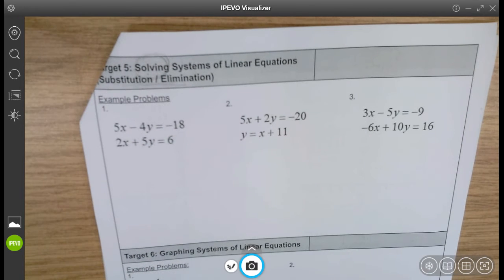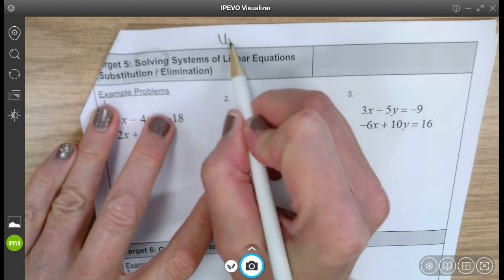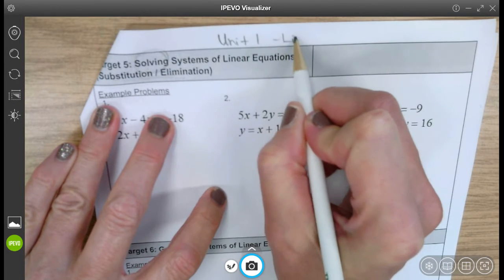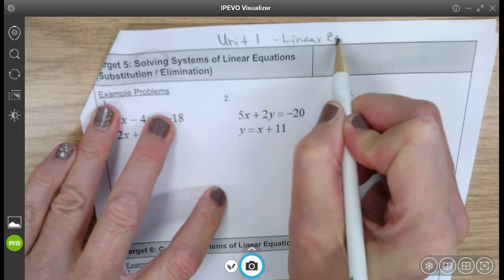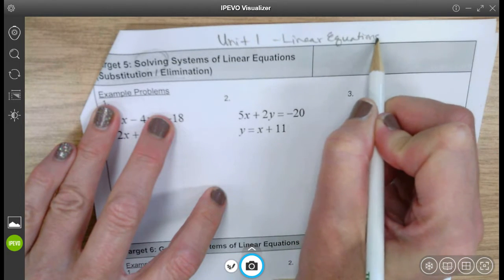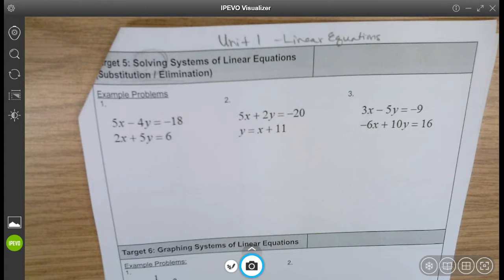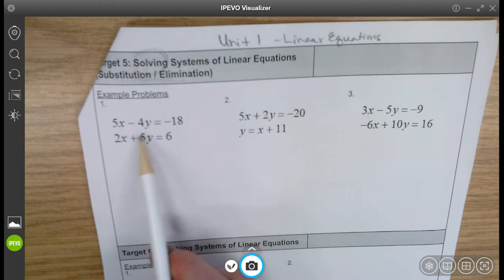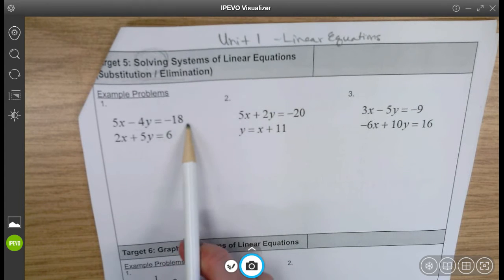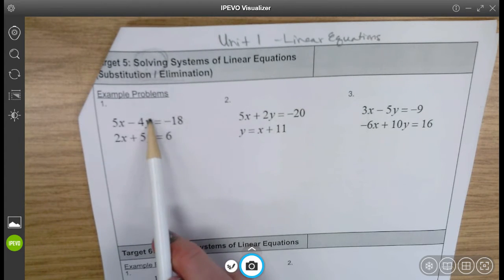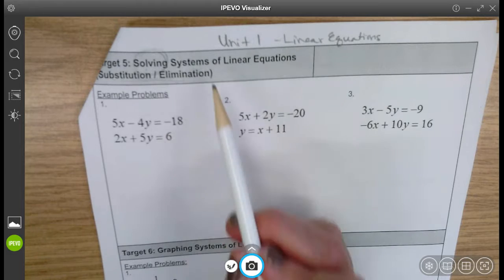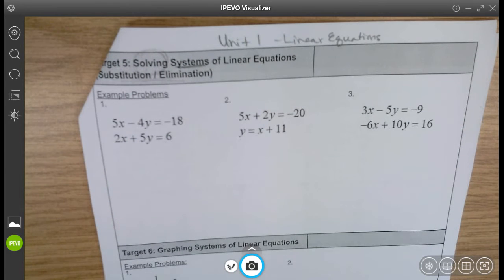Again, it's Mrs. Braband. We're going to do Unit 1, Linear Equations, and we're working on Target 5. So we've kind of changed gears a little bit and extended what we were doing before. We are now doing 2 lines at a time and trying to find the combined answer that makes both of them true at the same time. We call that a system. A system is just something that has more than one math going on.